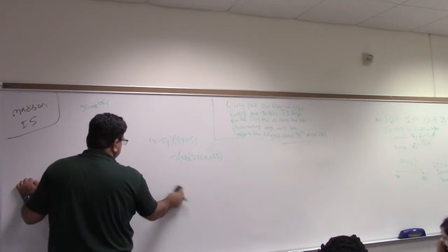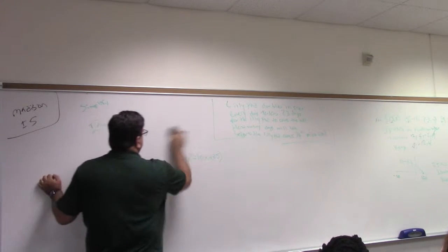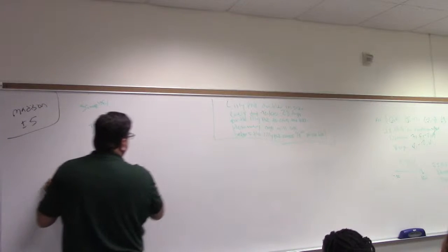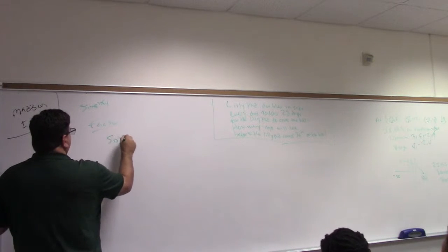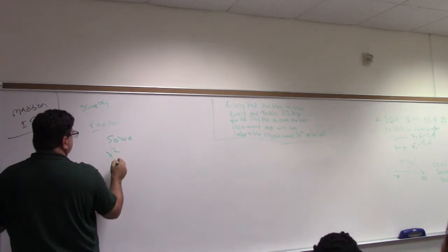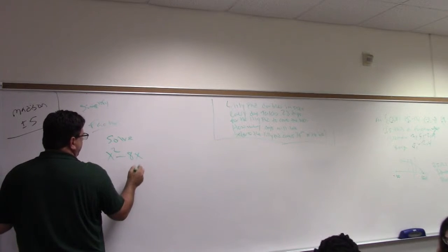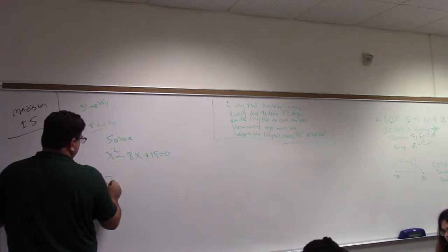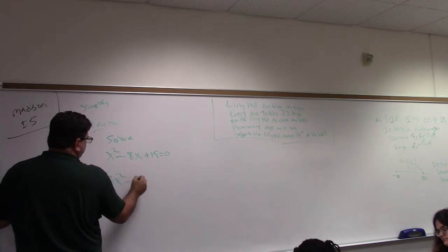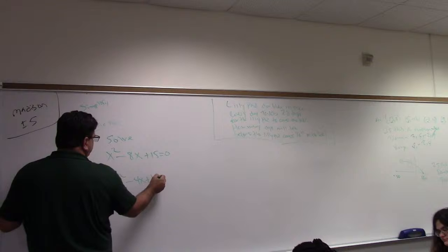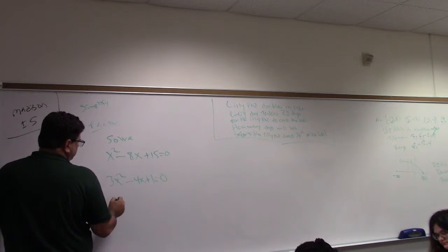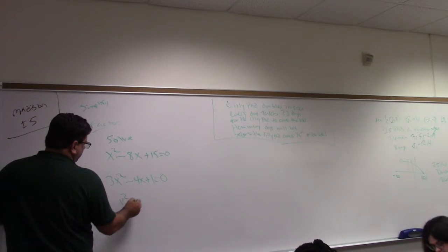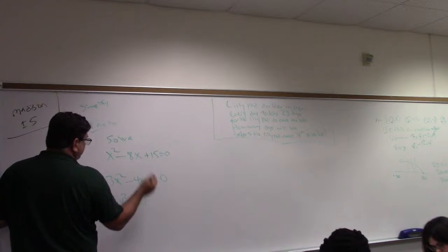Take the -6. What two numbers multiply to -6? Solve. X squared minus 8x plus 15 is equal to 0. 3x squared minus 4x plus 1 is equal to 0. It'd be -1 and 6. X squared equals 9x plus -1 and 6.